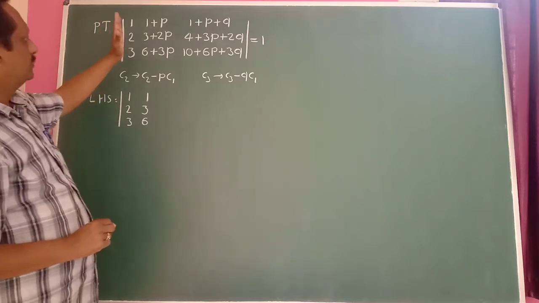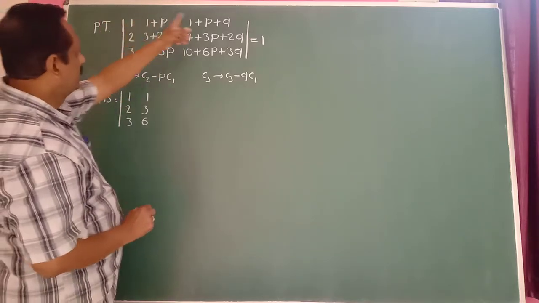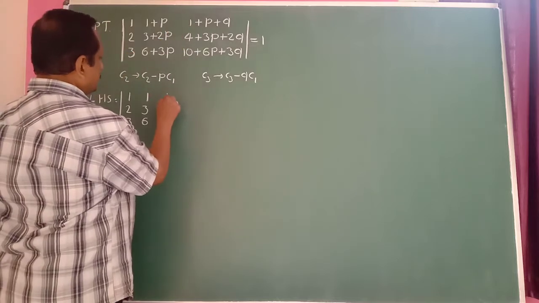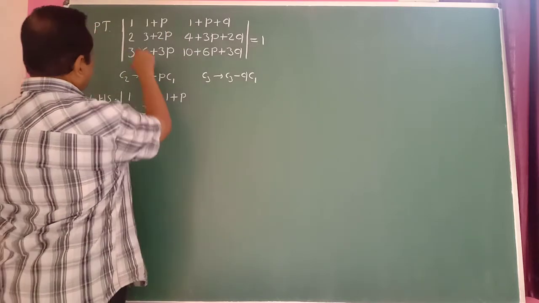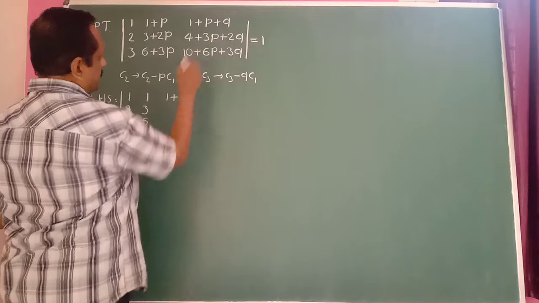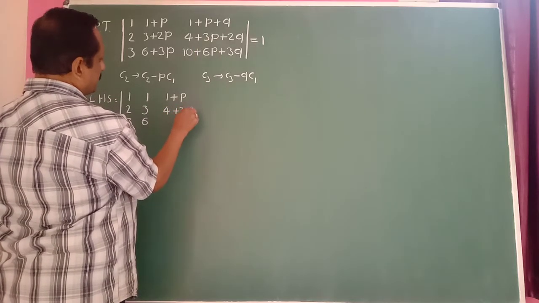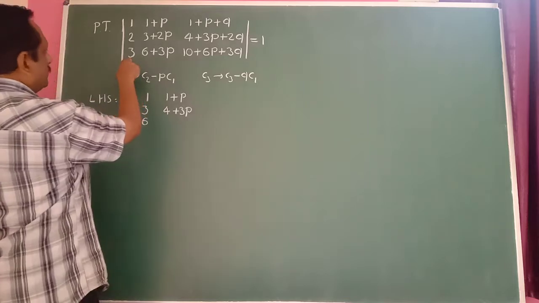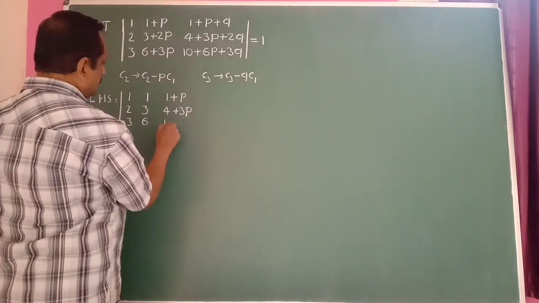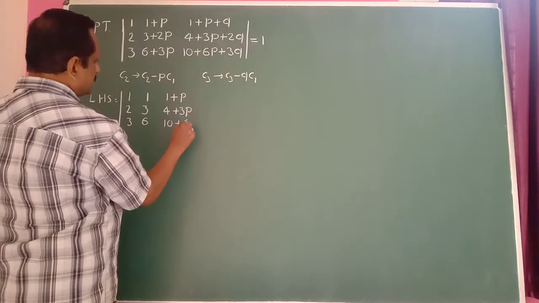Similarly, multiply by Q and subtract. Q and Q cancel here. Therefore 1 plus P, multiply by Q, then subtract. 4 plus 3 into P, multiply by Q, then subtract. Therefore 10 plus 6 into P.